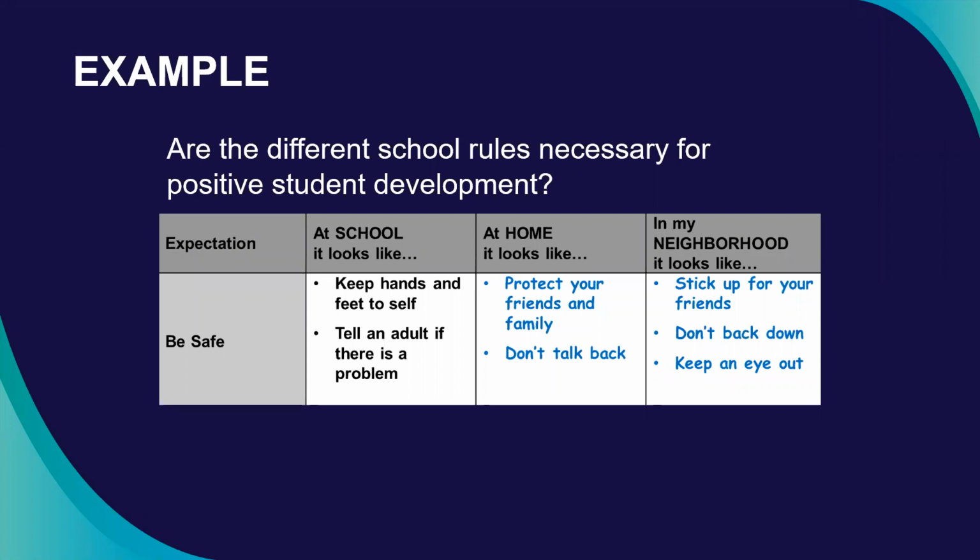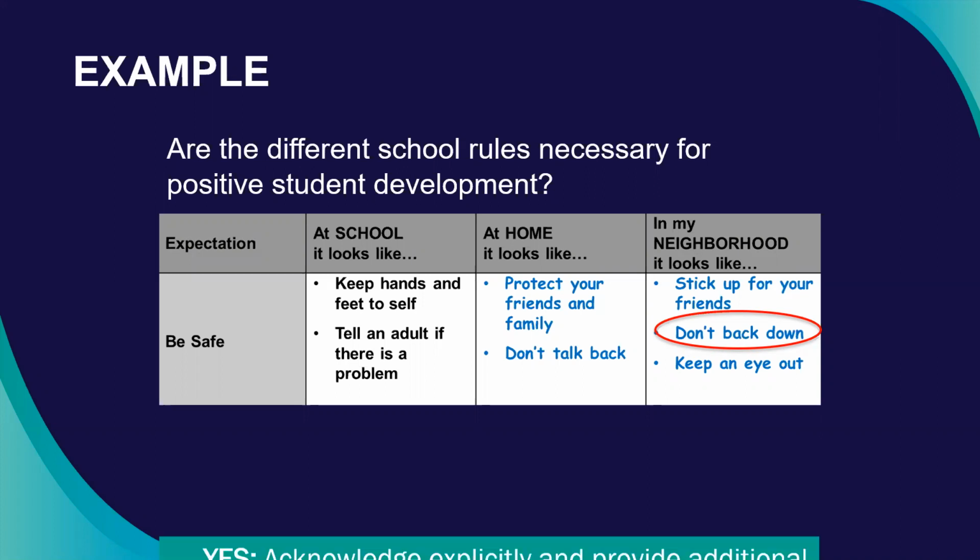So here's an example of when the school rule needs to be different. At school, in order to be safe, you need to keep your hands to yourself and tell the teacher if there's a problem. In the community, the message may be to not back down and to engage in a fight if necessary. We can't encourage physical fights on school grounds. So we need to acknowledge that there are different expectations depending on context and teach our students how to code switch by explicitly teaching what students should do in the case of an altercation at school.